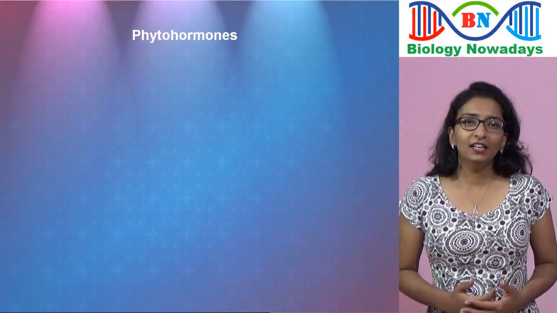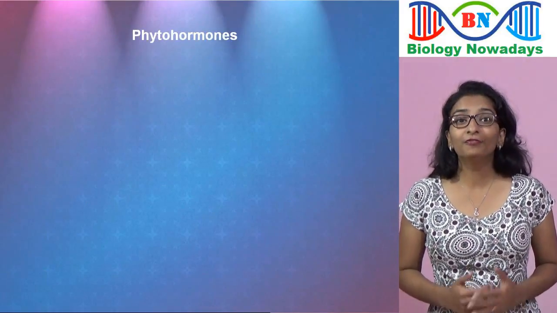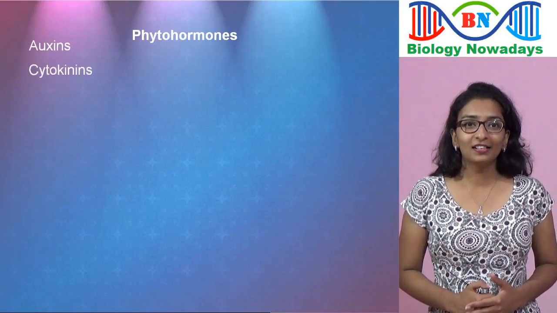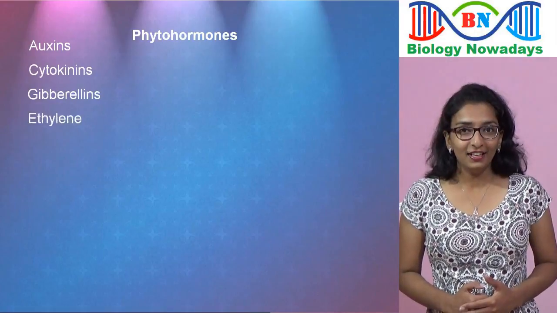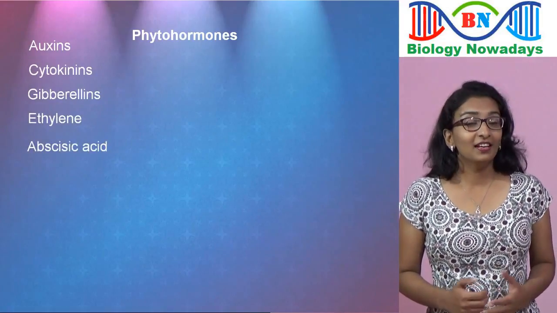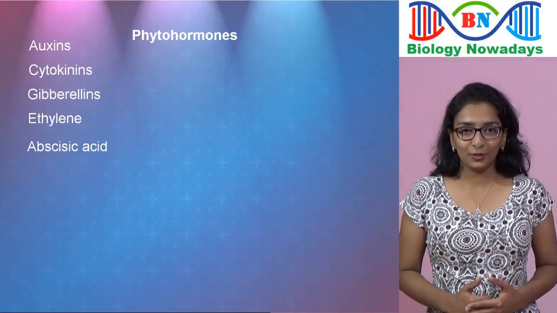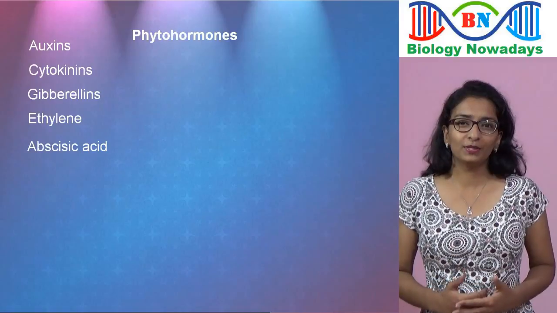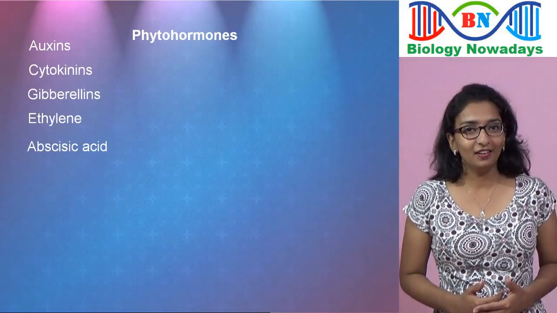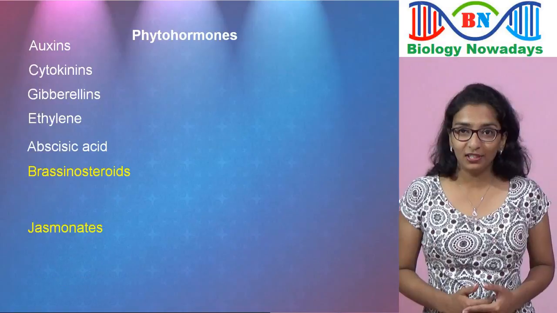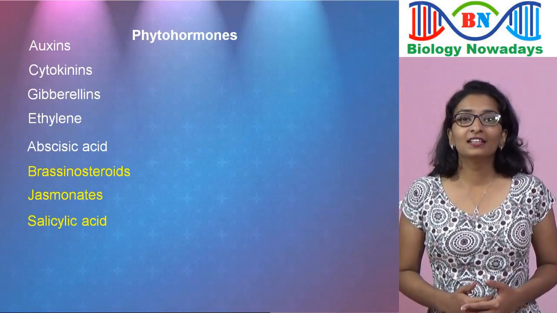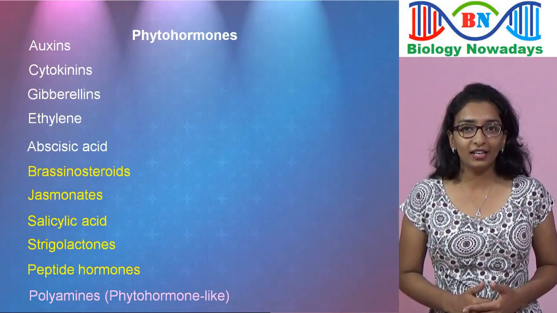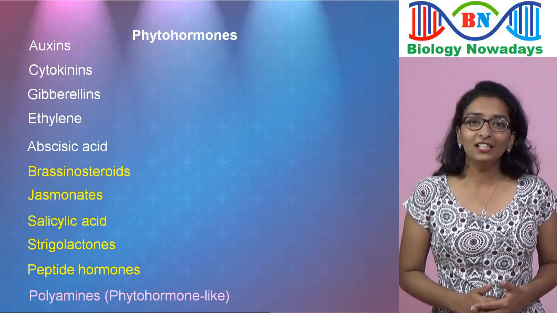For many years, it was considered that there were only 5 groups of plant hormones: Auxins, Cytokinins, Gibberellins, Ethylene, and Abscisic acid. They are still the classical or traditional phytohormones, but during the last 3 or 4 decades, some more groups were added to this list. They are Brassinosteroids, Jasmonates, Salicylic acid, Strigolactones, Peptide hormones, and finally the phytohormone-like Polyamines. We will see each of them in detail.